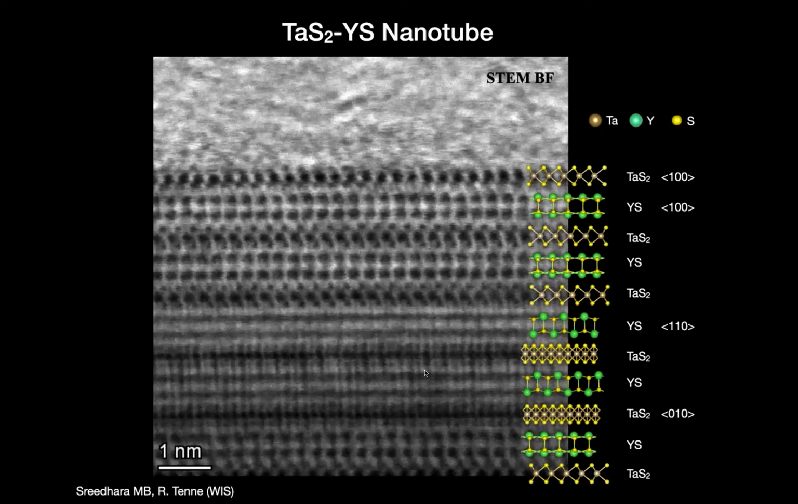Okay, there are two other questions, but I will just go for one. Carbon contamination during WS2 and MoS2 measurements in TEM. How do you clean these samples before measurements?